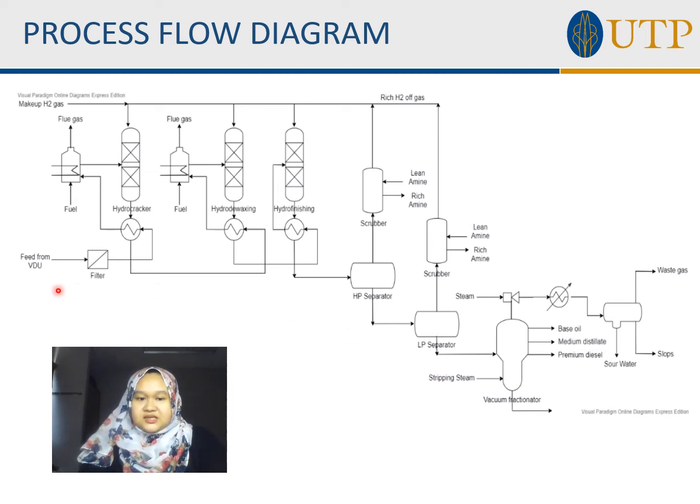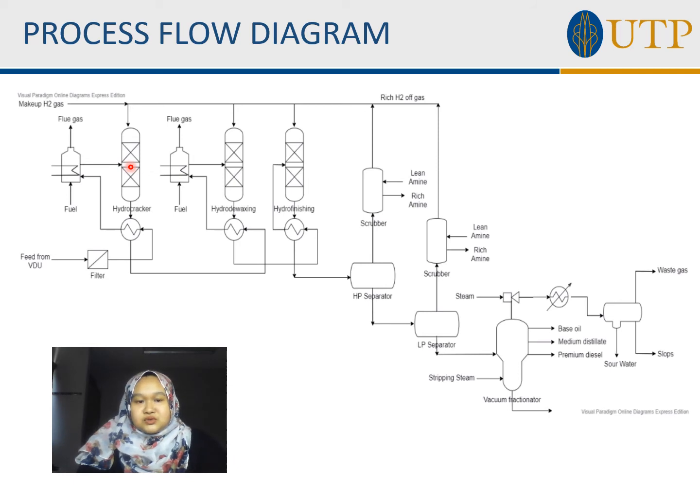From here, as stated in the problem statement, our feed will come from a vacuum distillation unit. The first unit that we will be going through is a hydrocracker. However, before that we will be using a heater to heat up the feed until it reaches the inlet temperature of the hydrocracker.